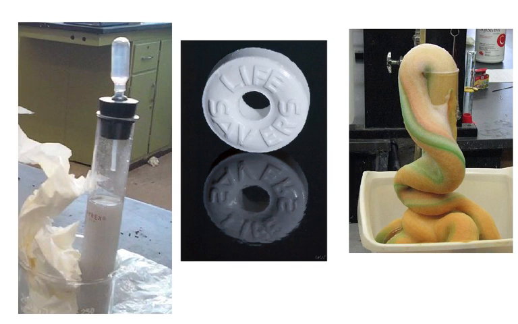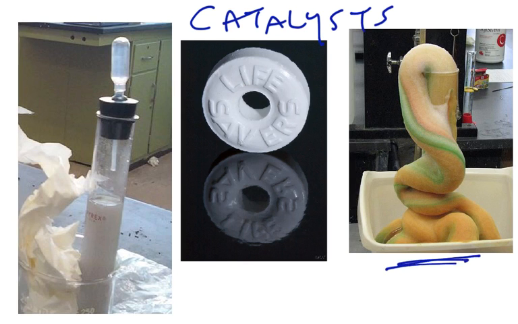The last one here is catalysts. We have seen catalysts a couple of times way back in the beginning. When we were doing the elephant toothpaste demonstration, we were getting peroxide to break down, and we were using KI, and it's the I minus in there that's the catalyst. So we added KI to the mixture in order to make it bubble up a lot faster.